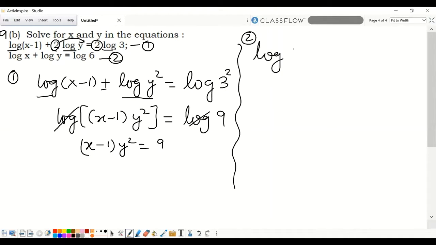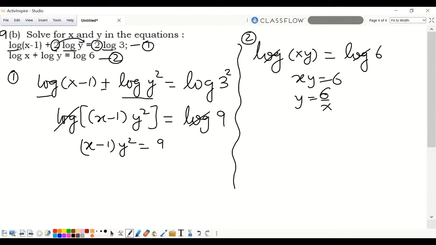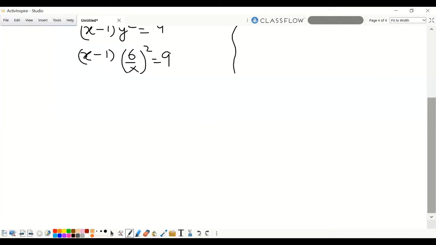combine the logs. Log xy equal to log 6, and xy equal to 6 because both have logs, we can ignore logs. So y becomes 6 over x. Now substitute this in equation 1 here. (x minus 1), y is 6 over x, squared, equal to 9. And now we have to solve this equation. Hopefully we'll get the answer.